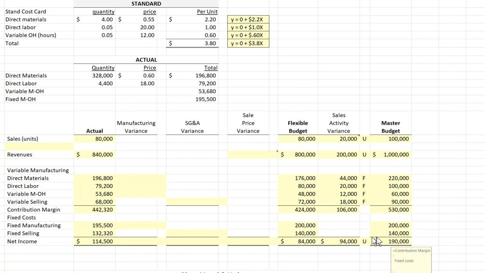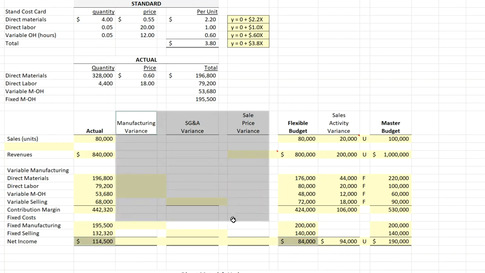So we've begun to explore the reason our $114,000 actual net income was less than our $190,000 budgeted net income. $94,000 of that was due to a lower level of activity. The remaining part of our variance, the difference between the $84,000 and the $14,000, recall, these will be referred to or calculated as a spending variance. Why did we spend more than we would have expected given $80,000 in sales? So let's begin that process.